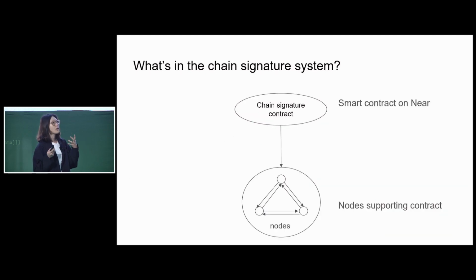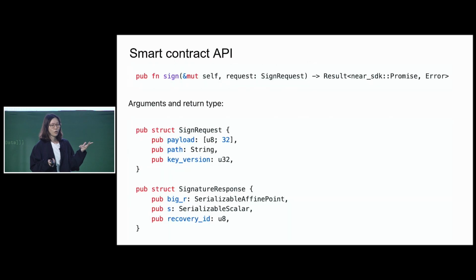So before we go into the technical details, I want to talk about the high-level architecture. It's actually pretty simple. It's just two things. First is a chain signature smart contract. The next is a set of nodes that are supporting the contract. So the way you or any developer interact with this system is just by calling the contract. And the most important function in this whole thing is the sign function.